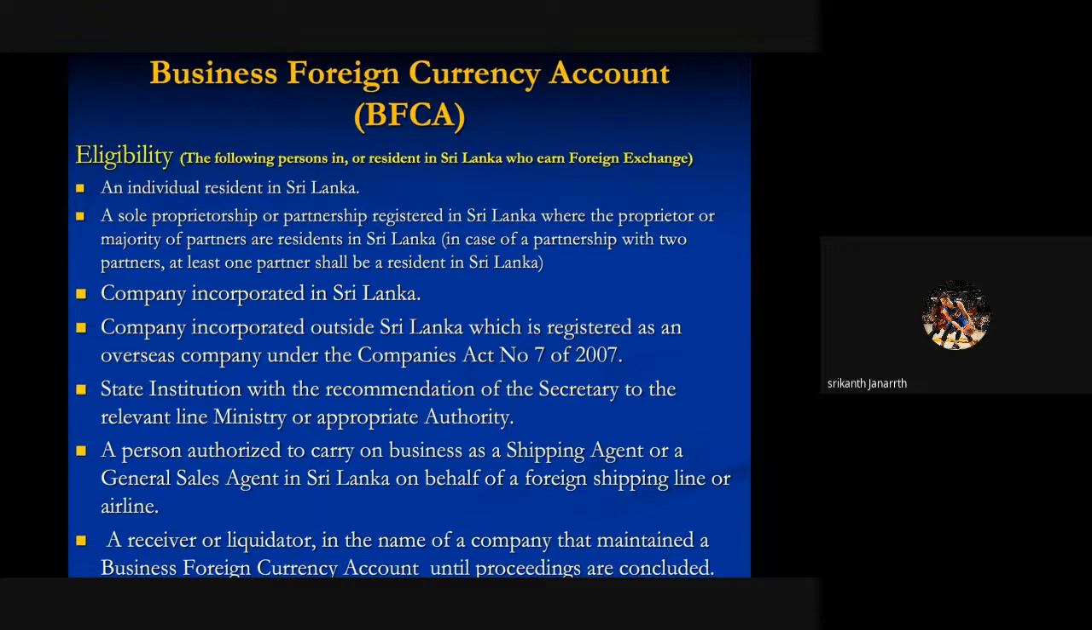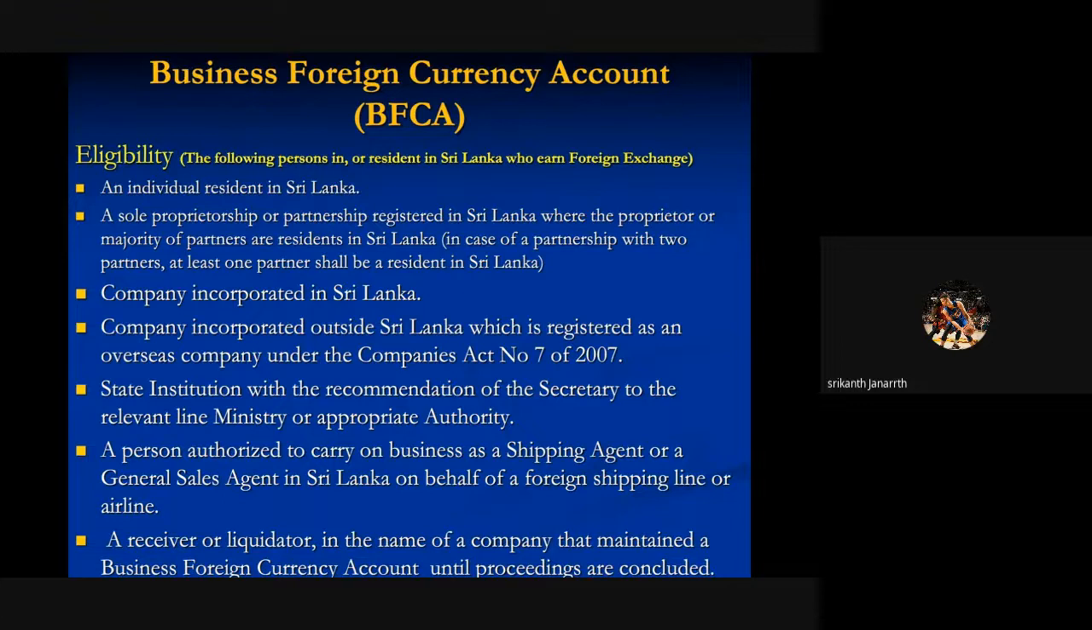But a business foreign currency account can be opened by individuals as well as other businesses who earn foreign exchange. The criterion, whoever it is, is to show the bank their capability of earning foreign exchange. Sole proprietor or partnership registered in Sri Lanka, where the proprietor or majority of the partners are resident in Sri Lanka, who earn foreign exchange. Company incorporated in Sri Lanka, or company incorporated outside Sri Lanka which is registered here.